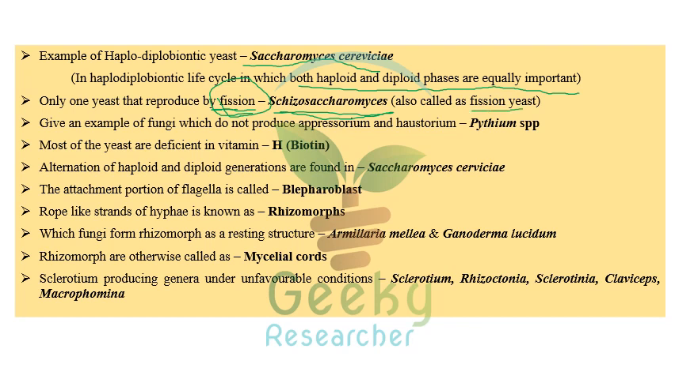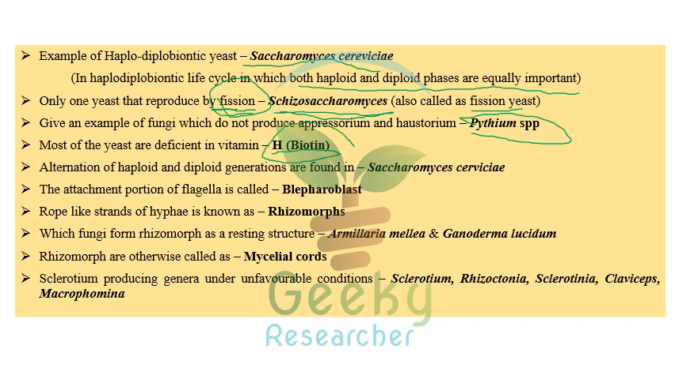And the next one is, give me an example of fungi which do not produce appressorium and haustoria. Pythium does not produce any appressorium or any haustoria. It is the gametangial contact type, right? Most yeasts are deficient in a vitamin. All yeasts are deficient in the vitamin H, biotin.